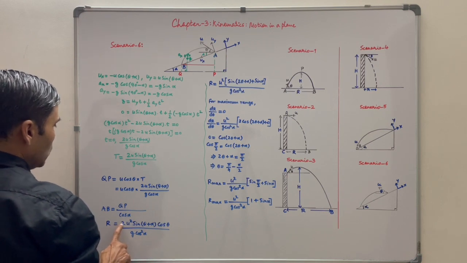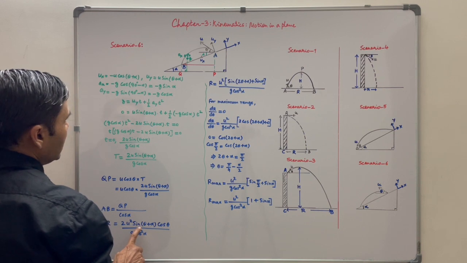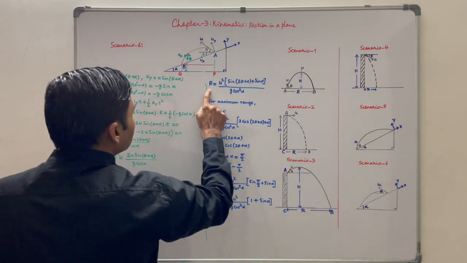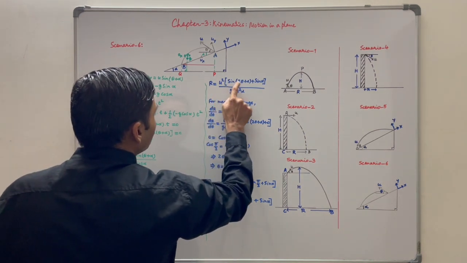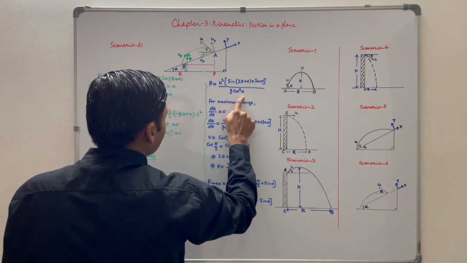We know that 2 sin A cos B is equal to sin(A plus B) plus sin(A minus B). So R is equal to u square into [sin(2 theta plus alpha) plus sin alpha] upon g cos square alpha.